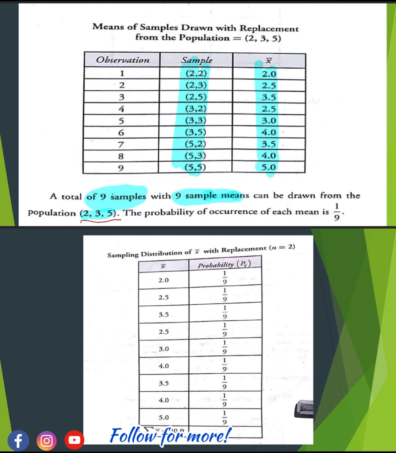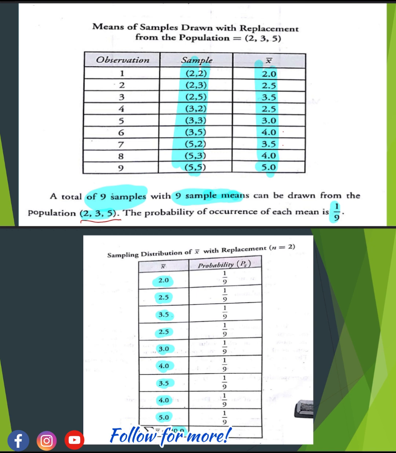Next, a total of 9 samples with 9 sample means can be drawn from the population 2, 3, and 5. The probability of occurrence of each mean is 1 over 9. Okay? So, look at this table. Our sample means are 2.0, 2.5, 3.5, 2.5, 3.0, 4.0, 3.5, 4.0, and 5.0, whose sum is 30.